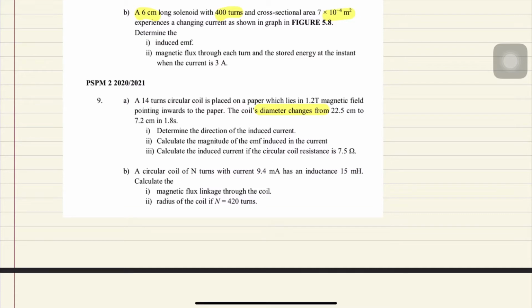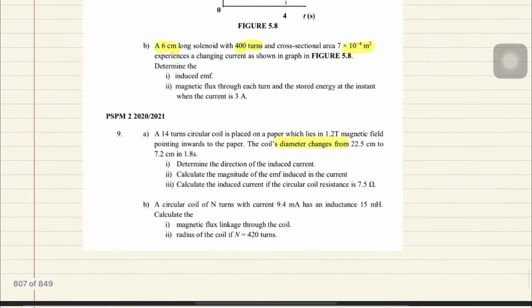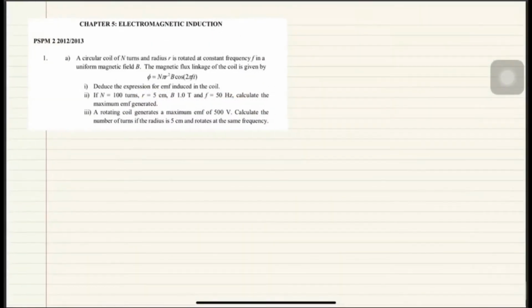Okay, yang B tu pula dia kata inductance tu magnetic flux linkage dengan radius. Yang ni dia tak kasih dimension. So most likely kamu kena pakai yang equation satu tu. Okay, this one is for chapter 5, question for partial.